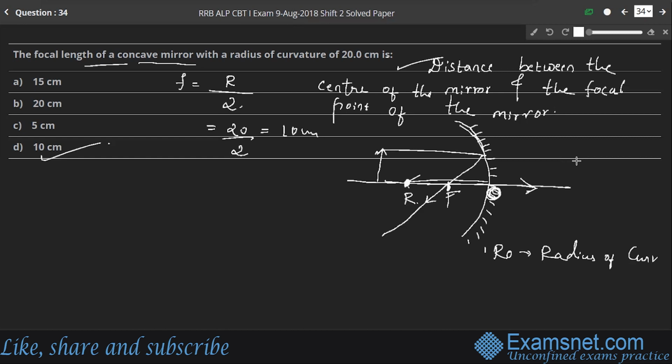I'll consider this as the focus or focal point. Half of the radius of curvature is the focal length. So RF is equal to FO here. F lies exactly between R and O. Therefore, the focal length of the concave mirror is 10 centimeter. Option D is the right answer.